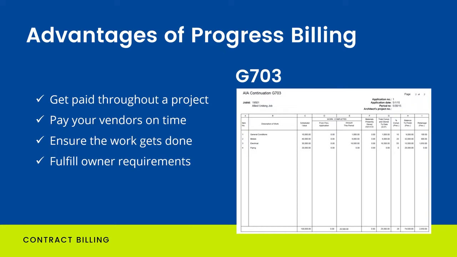Trying to keep up with progress billings manually can have a lot of negative results. For one, if retainage is a factor, your accounts receivable will never truly be accurate because QuickBooks cannot handle retainage tracking.